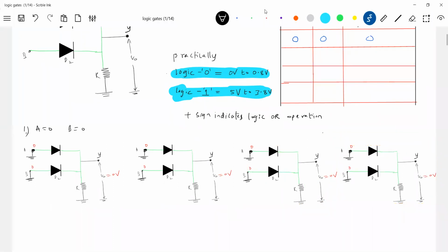Second case. I'll make the second one. A as logic 0, B as logic 1. B logic 1 means what should I do? I should connect this to a cell of 5 volt. So how can I bring a cell? I think I'll just directly connect a 5 volt cell. And because of this, these are the diodes. So both D1, D2, shall we say unbiased?